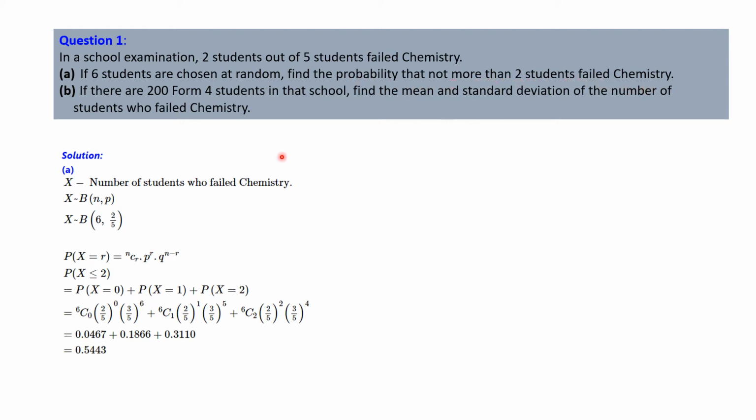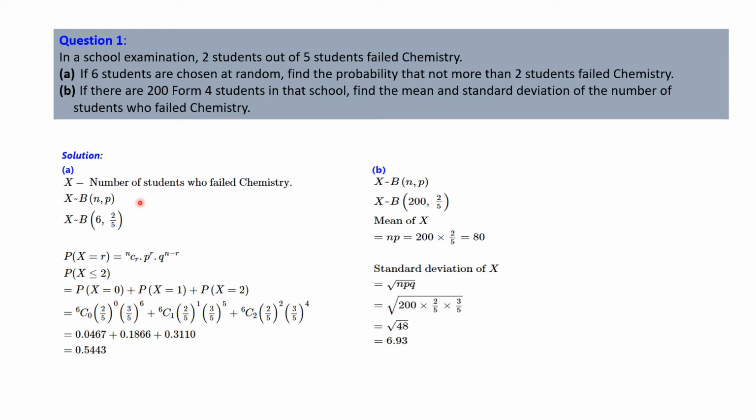So not more than 2 students means probability of x less than or equal to 2. Right? So we have to use the formula to solve this question. So we have to find probability of x equal to 0 plus probability of x equal to 1 plus the probability for x equal to 2. So by substituting the values of n and r, with p equal to 2 over 5 and q equal to 3 over 5, into the equation, we will get the answer 0.5443 from the calculator.